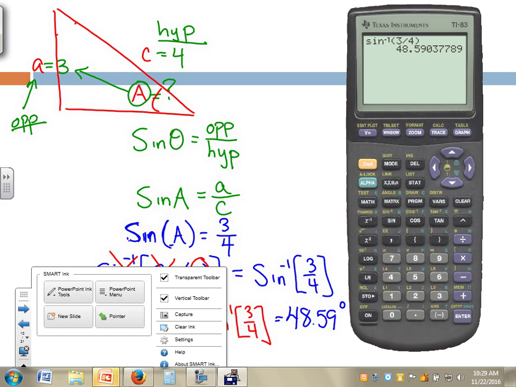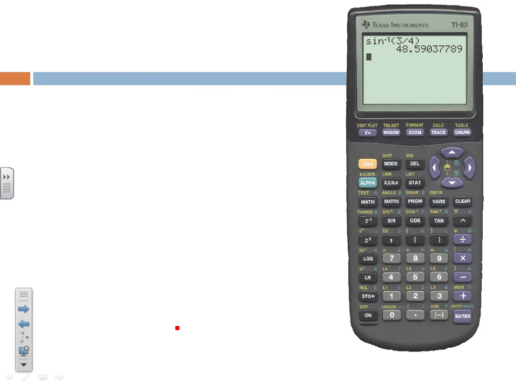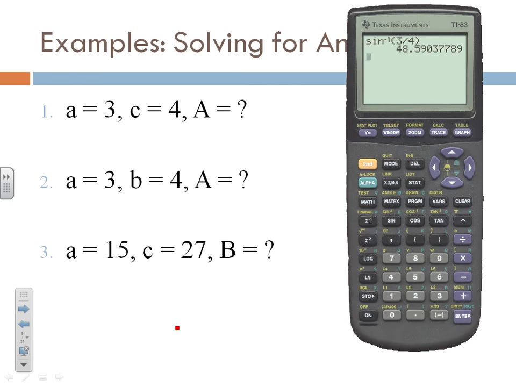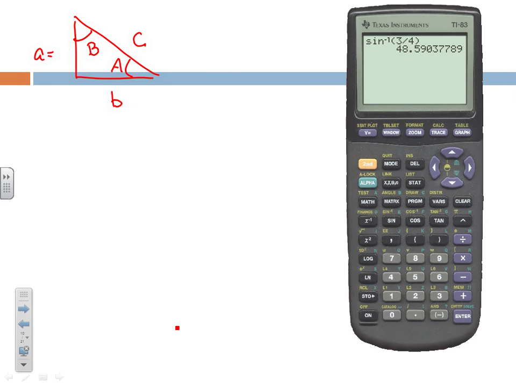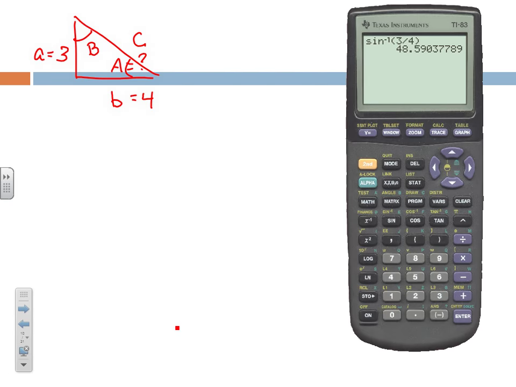We're going to see the same kind of pattern, where we're going to be solving for the angle. In this case, we have side A is 3, side B is 4, and we're going to look for angle A. So we'll draw our picture. A, B, C, angle B, angle A. We know that side A is equal to 3 and side B is equal to 4. We're looking for our unknown angle A. So A equals question mark.